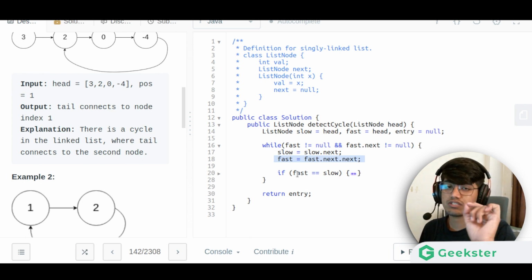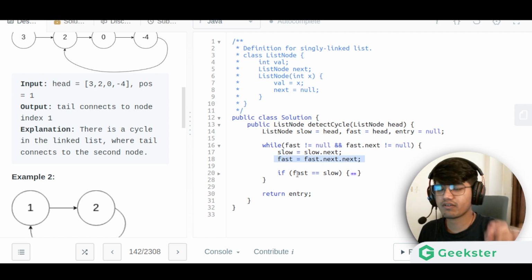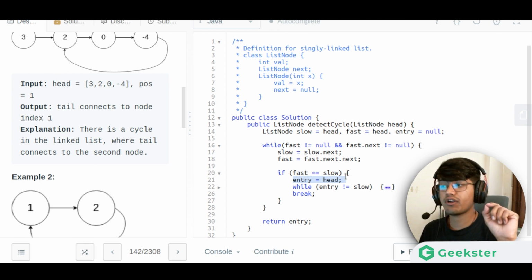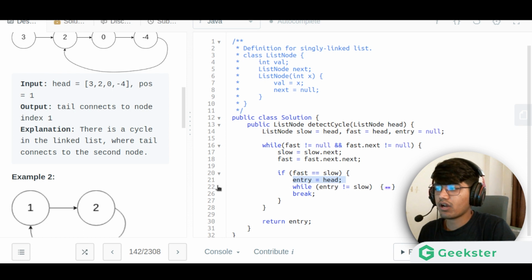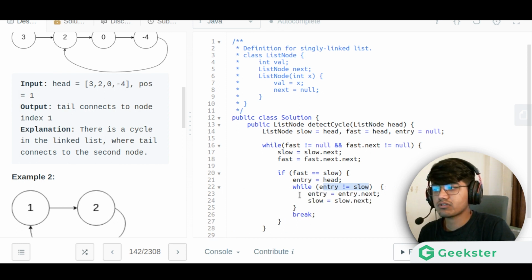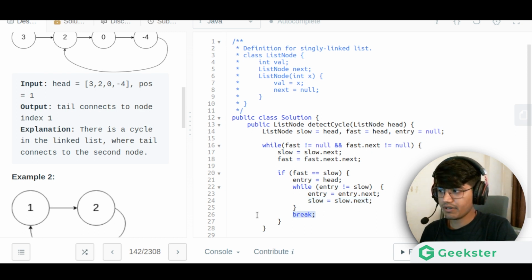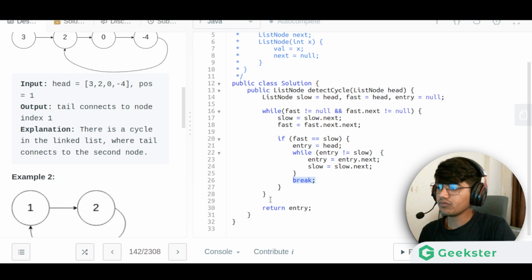What was the first step? The first step was to find the position where they meet, using the slow pointer and fast pointer. Once they have met, we make the entry pointer point to the head, and the slow pointer we already have. From now, while entry is not equal to slow, we increment our entry pointer and also our slow pointer by one position. So entry is entry.next and slow is slow.next, and then we break out of the loop. Finally, we return our entry pointer.